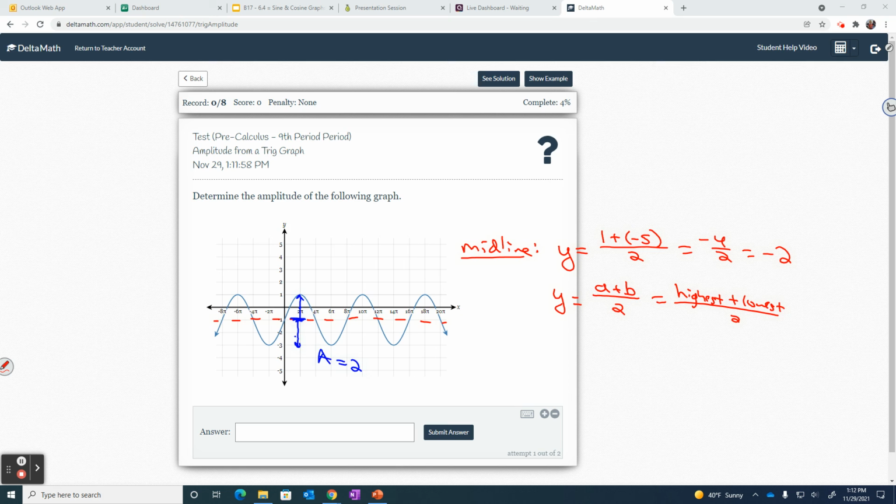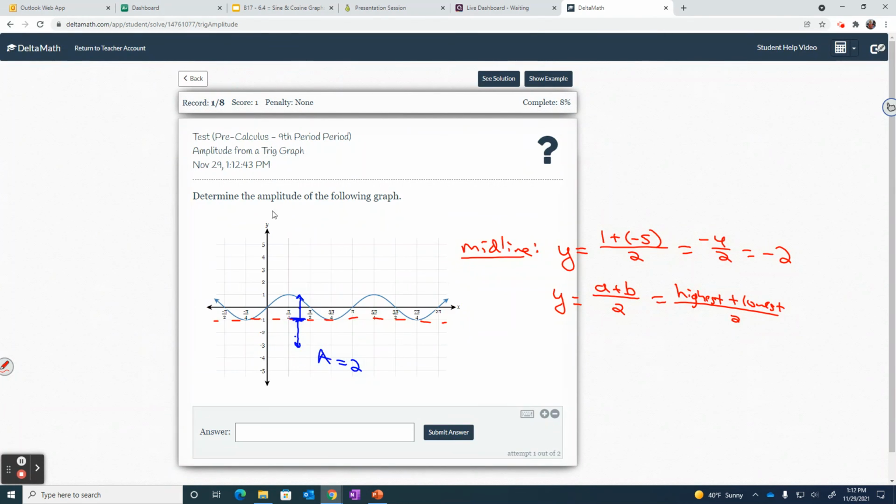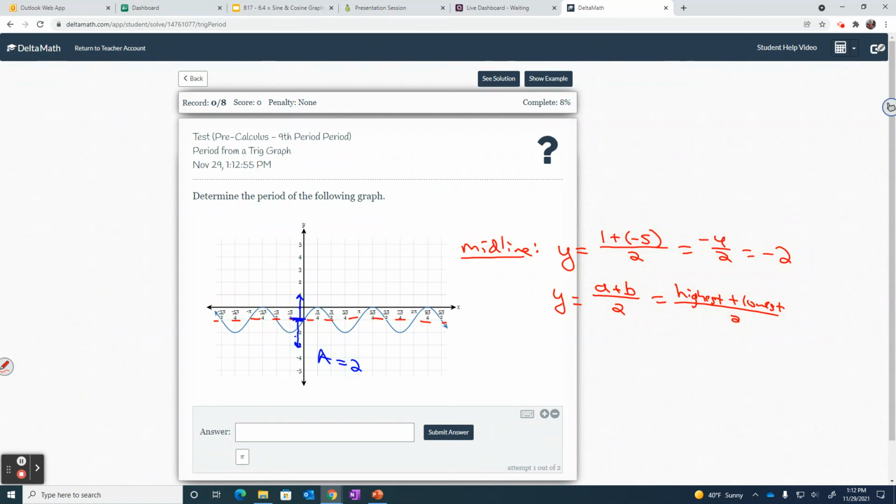This is the distance from the middle to the top or the middle to the bottom. You just have to type in a number for that. So you'll just type in 2. So middle to the top or middle to the bottom. Like this one is just an amplitude of 1. The middle is here, and it's just up 1, also down 1, so just 1. And the last one, some of these can be a bit tricky: the period.